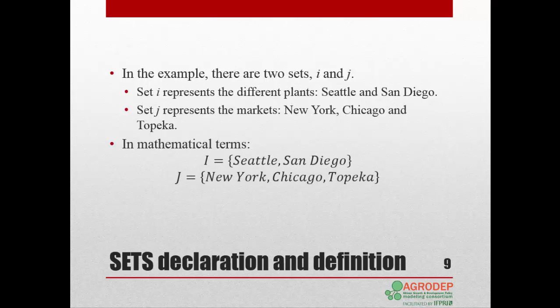In mathematical terms, we would define the two sets in the following manner. The name of the set is followed by the elements of the set, Seattle and San Diego for the set I, and New York, Chicago, and Topeka for the set J. The elements are grouped in braces and separated by commas.